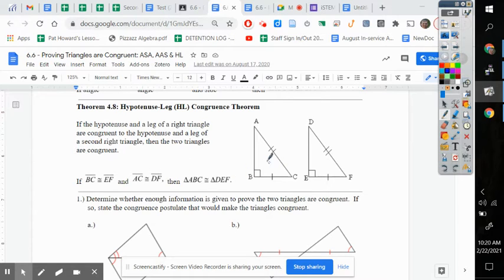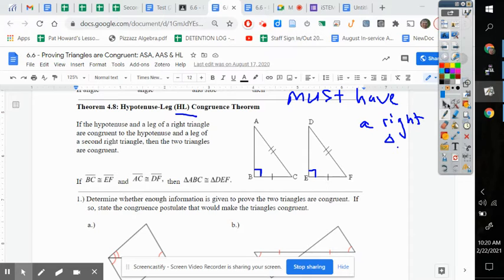Here's why. It's technically angle, side, side, which you can't have, right? That's the bad one. But it works because I have a right triangle. When you hear HL, that means you must have a right triangle. Must have a right triangle. Sweet. Good stuff.